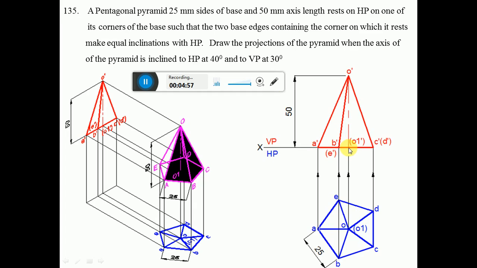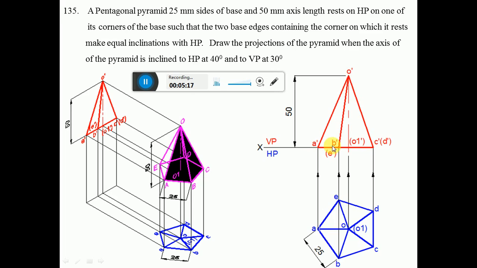From O1 dash you measure a height of 50 mm and then you mark this point O dash. Then join O dash O1 dash with a center line and then join O dash to A dash. Visible to visible is visible, so you dark this. O dash to B dash is visible to visible is visible, so you dark this. O dash to C dash is visible to visible is visible, so you dark this.